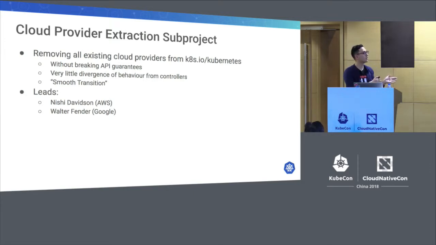And the reason why this needs its own subproject is that getting to the out-of-tree model when you're already in tree is really difficult because you have to consider migration paths and all the various dependency management that has to happen when you make that transition. And so we have a dedicated subproject to really address that migration path going forward. This is led by Nishi and Walter from AWS and Google.